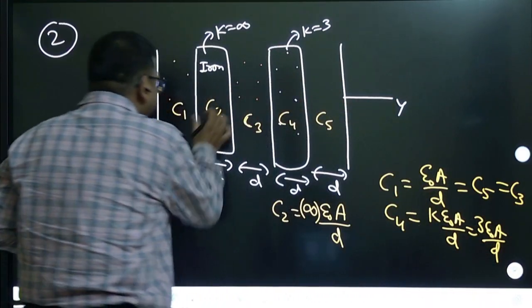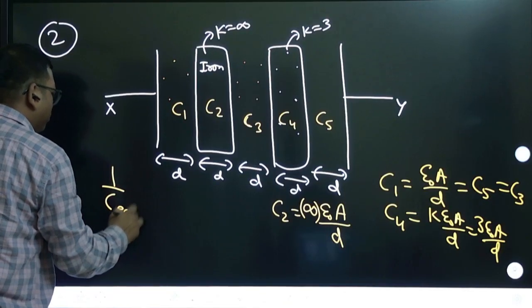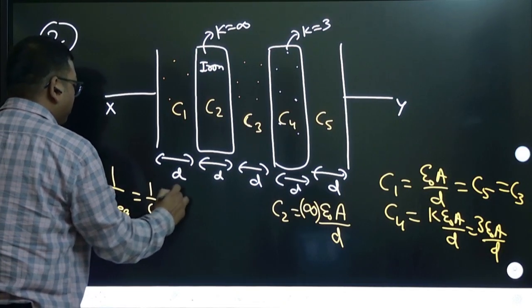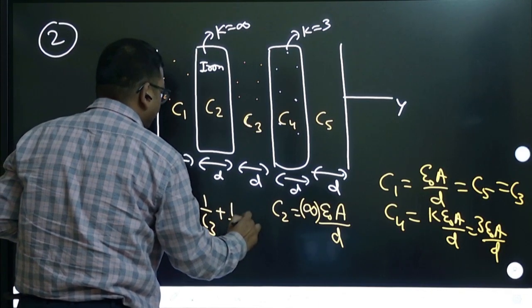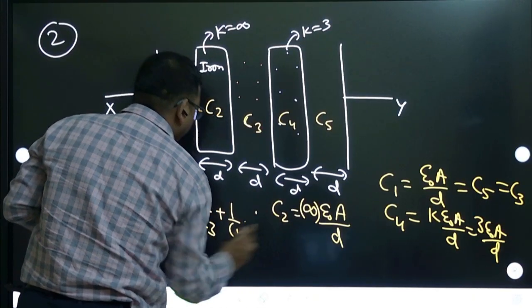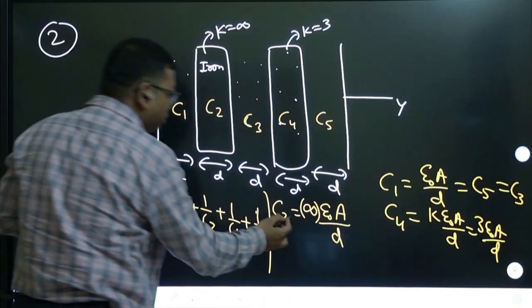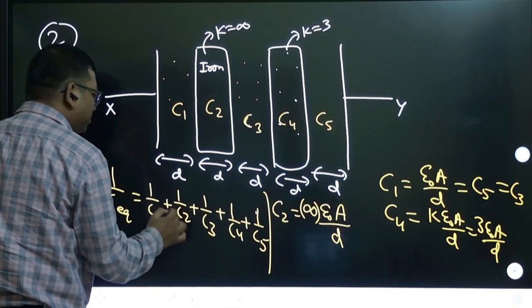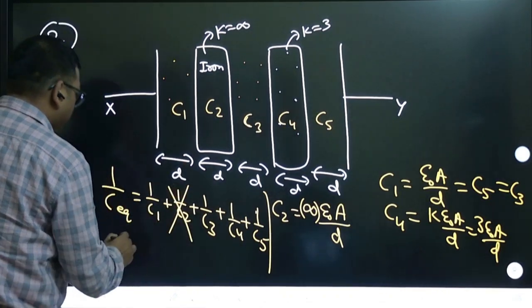And all these are in series. In series, how do you calculate C equivalent? 1 by C equivalent is 1 by C1, plus 1 by C2, plus 1 by C3, plus 1 by C4, plus 1 by C5. This is what you need to do here. This is not difficult. And note that C2 is infinity now. So 1 by infinity becomes 0. You can remove this part. C2 is removed.